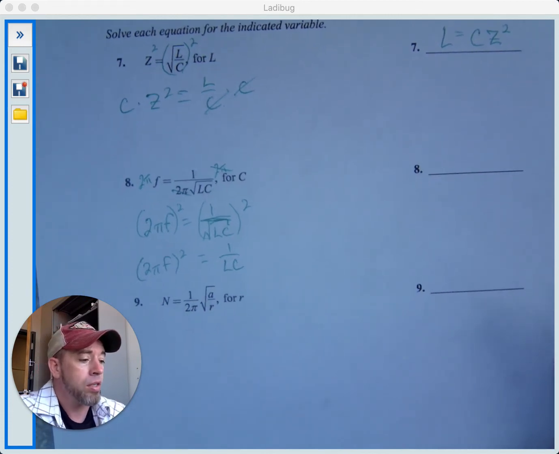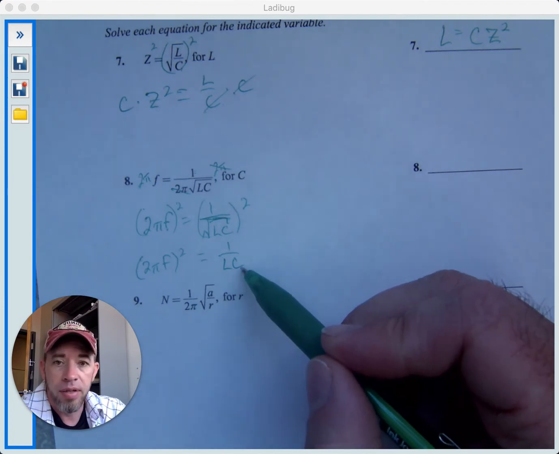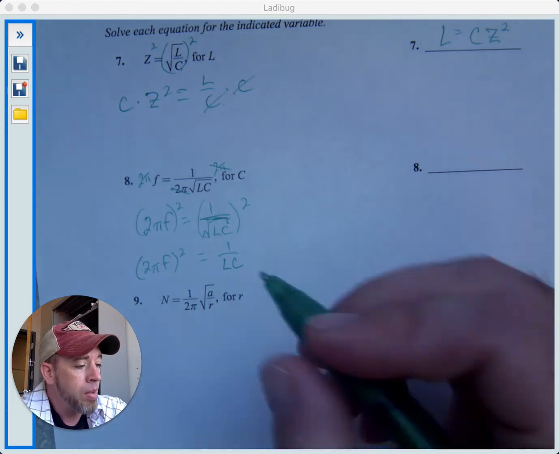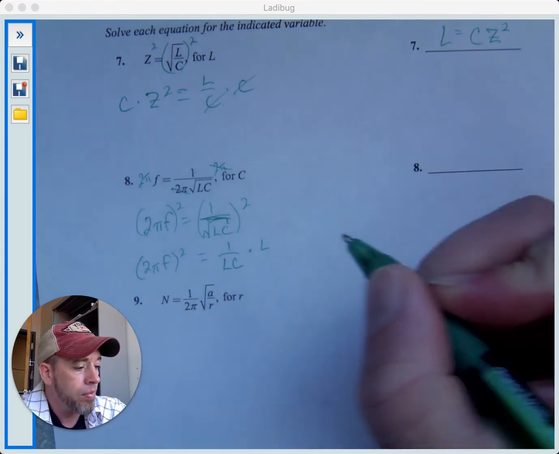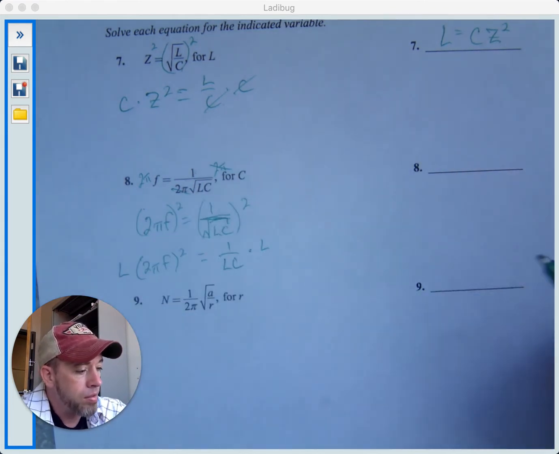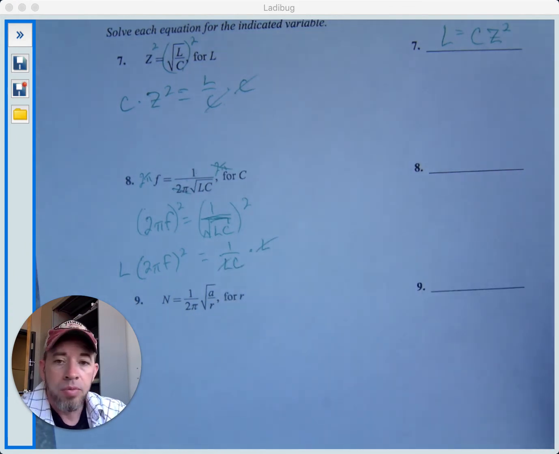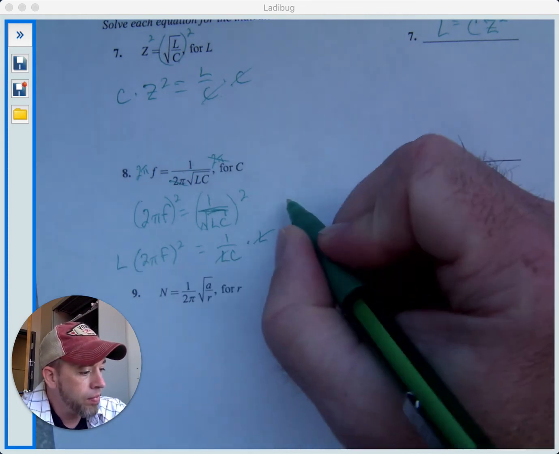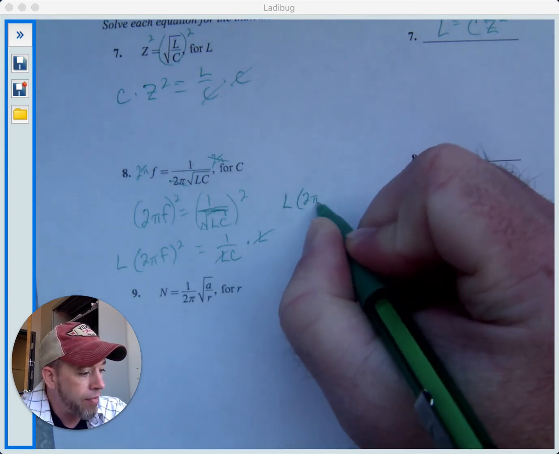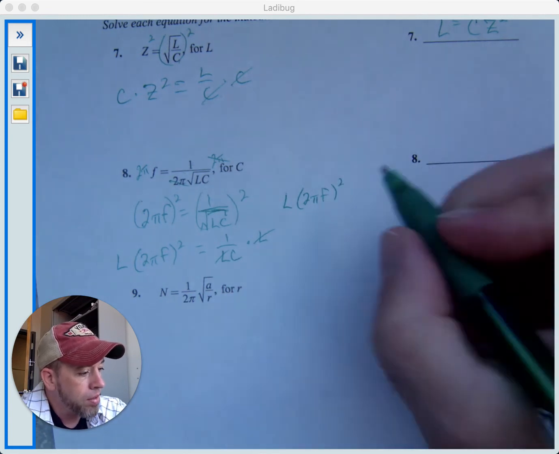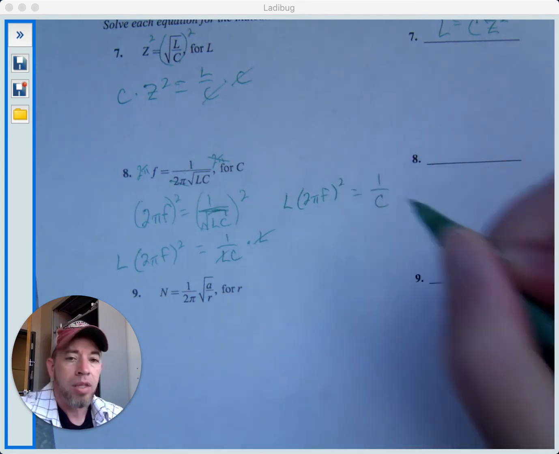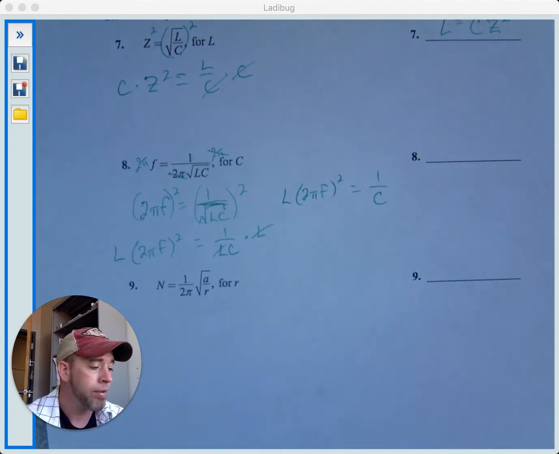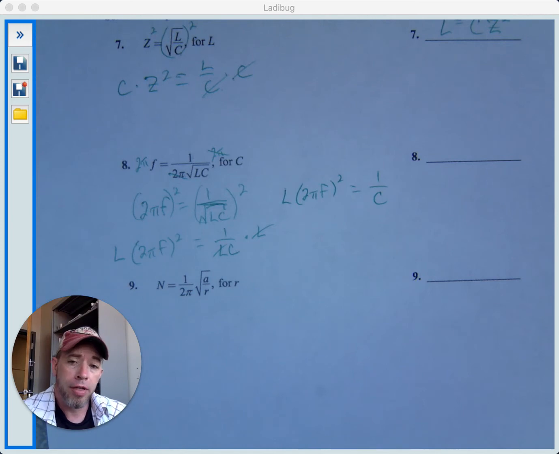Now, what else do we need to do? We want to solve for c, so we need to try to get rid of this L on this side. So maybe I'll multiply both sides by L. Okay, so the L's cancel over here. So what do we have so far? We have L times 2 pi f quantity squared equals 1 over c. So we're almost there. We just have our c in the denominator instead of the numerator, right? Well, we can fix that.